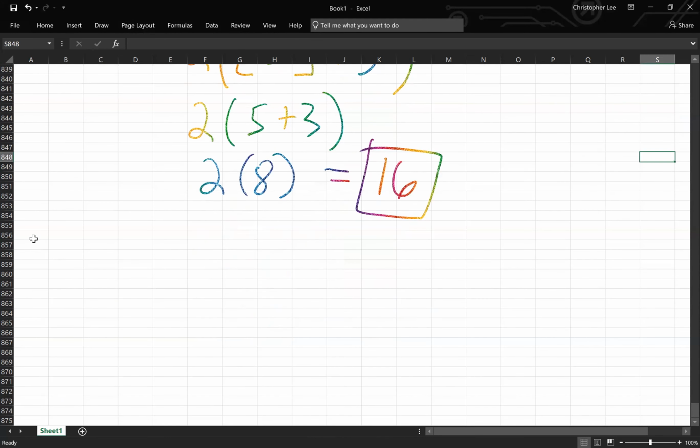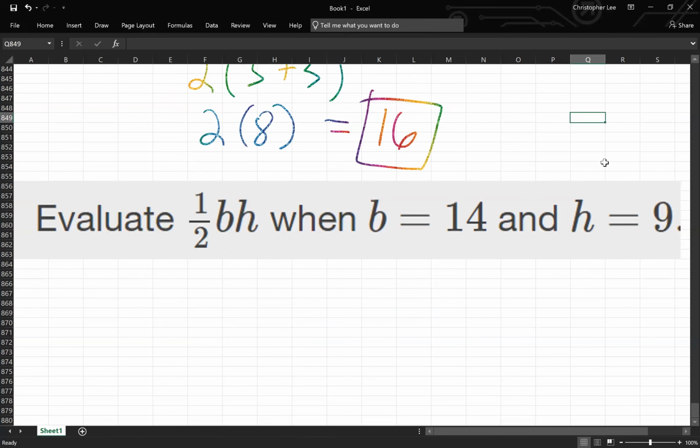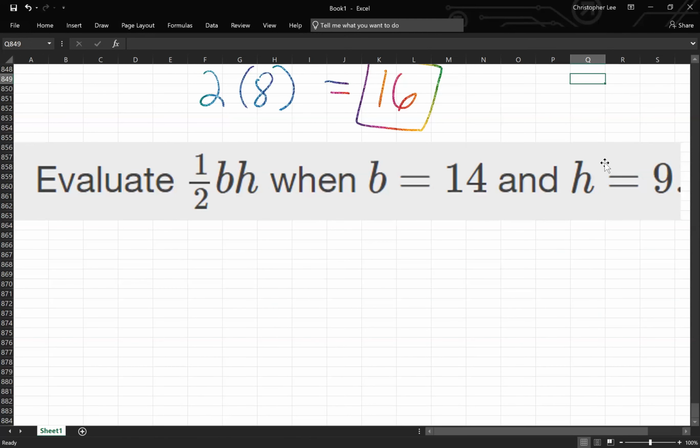So we want to evaluate 1/2 b times h, when b is equal to 14 and h is equal to 9. So we have the 1/2 right here. I'm going to multiply that by some number b, and multiply that by some number h. B is 14, h is 9. Now you remember whenever I'm multiplying whole numbers, I can rewrite them over 1, just like so. And then you just multiply straight across, nice and simple.